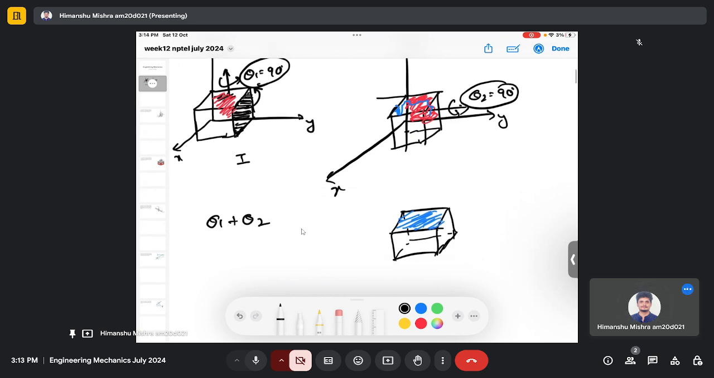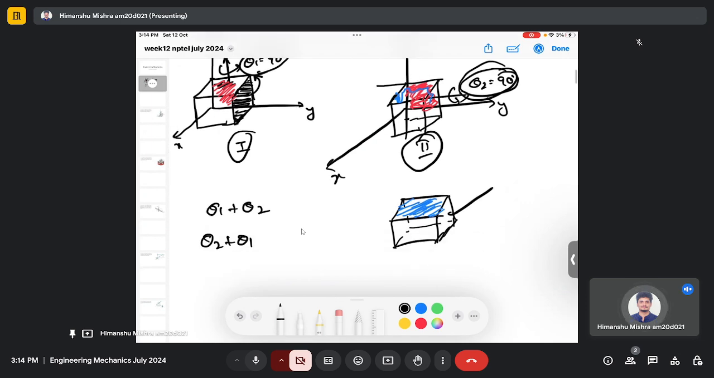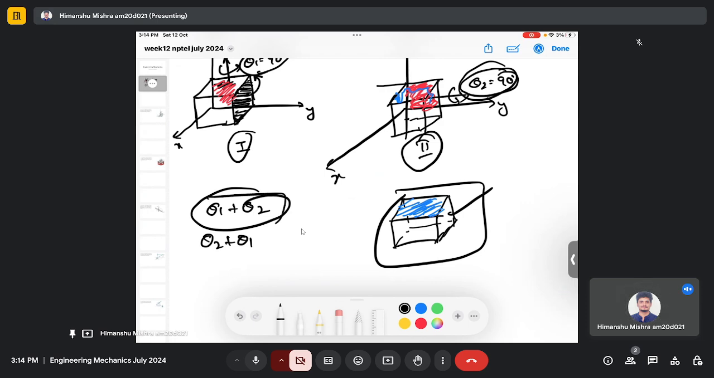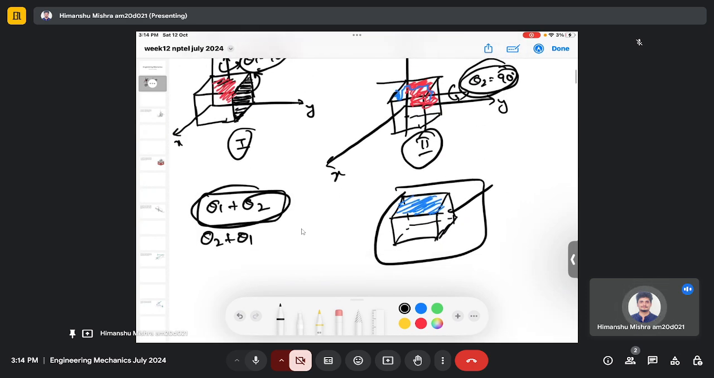Now let's say this is my case 2. If you apply theta 2 rotation first, followed by theta 1, the end result will be different, so you will not get this end result. This is the end result for the first case which I have shown in this square bracket. So let's perform first the theta 2 rotation and then the theta 1 rotation.